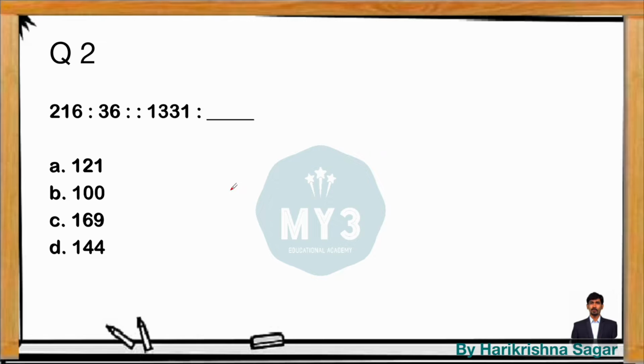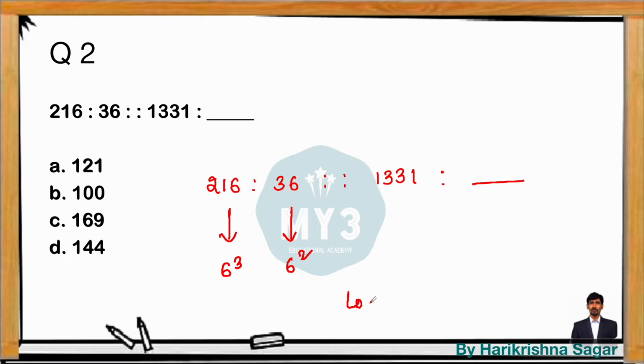Look at the second question. The reference here is 216 : 36. Then 1331 will be what? 216 is a very familiar number, which is 6 cube. 36 is 6 square. So the logic here is n cube turns to be n square. Then 1331 is 11 cube. 11 cube will become 11 square. 11 square is 121. Mark the answer option A.